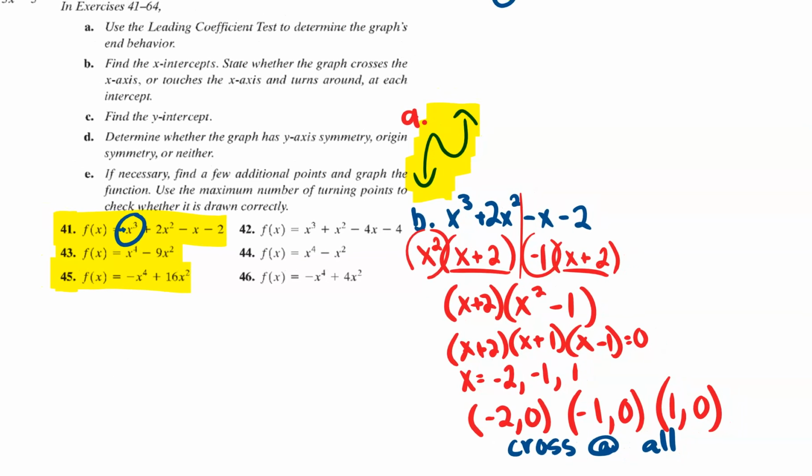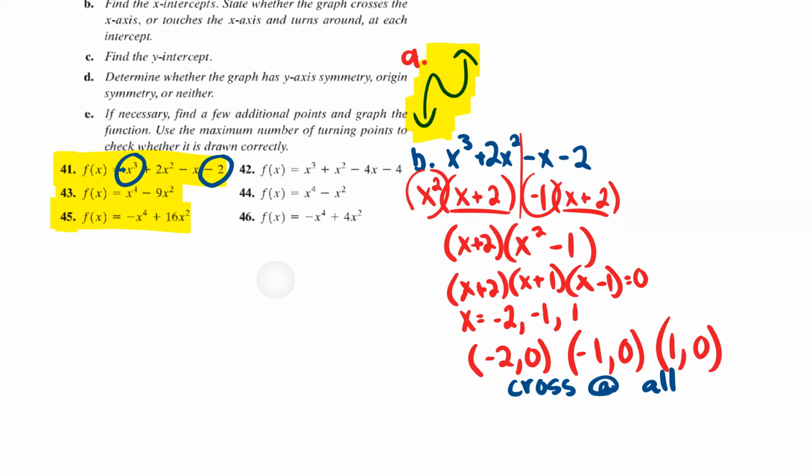All right, find the y-intercept. So this one's pretty straightforward since it's in standard form. The y-intercept is just going to be the constant on the end. So C, the constant, is 0, -2. You could also, if you didn't remember how to do that, just plug 0 in for all the x values, and that'll give you your y-intercept.